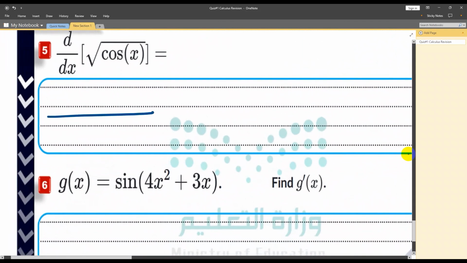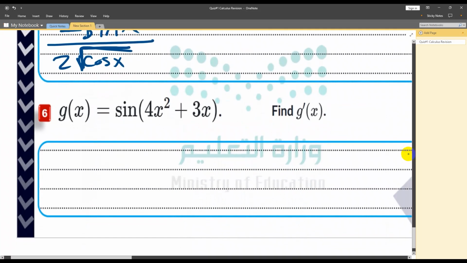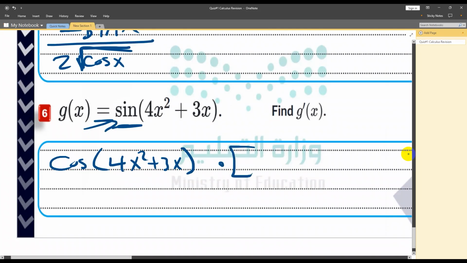Next, to get the derivative of square root, 1 over the root. And then get the derivative of cosine, it will be negative sine. So actually the answer will be negative sine x over 2 square root of cosine x. Okay. Next one, get the derivative of sine, it will be cosine of 4x squared plus 3x. Remember, you don't change what's inside at the first step because you already got the derivative of sine. And then you will use the chain rule, you will multiply with the derivative, so it will be 8x plus 3.